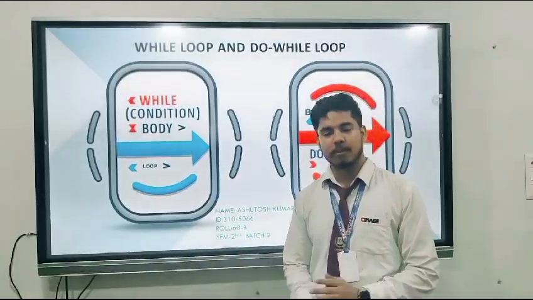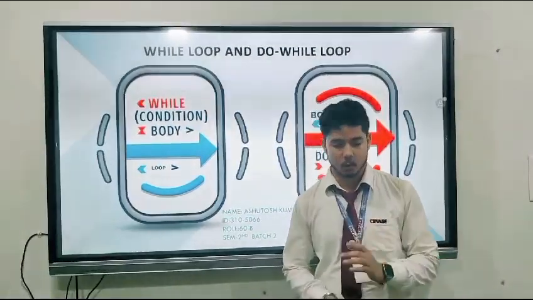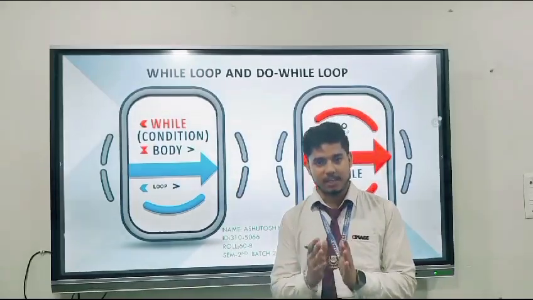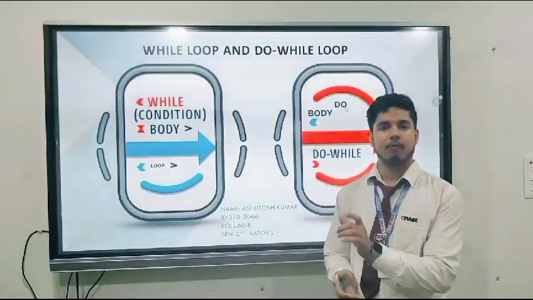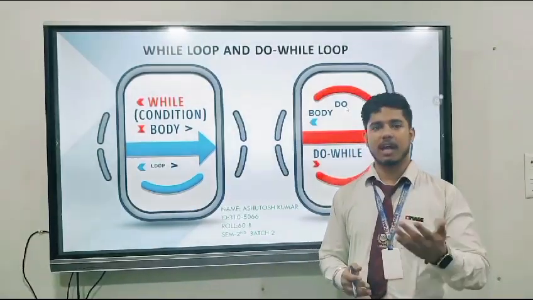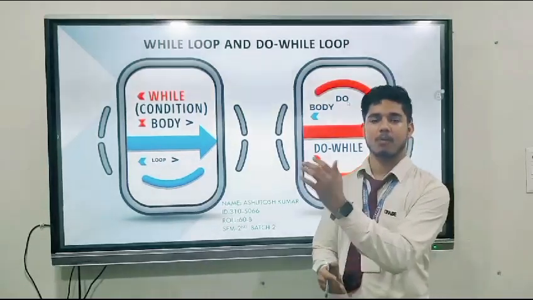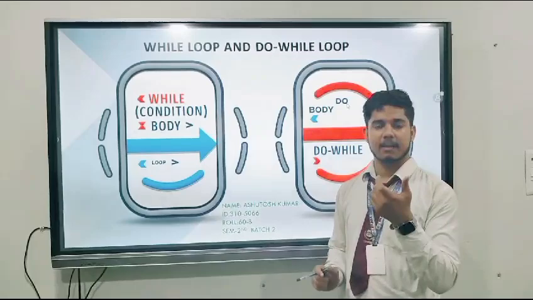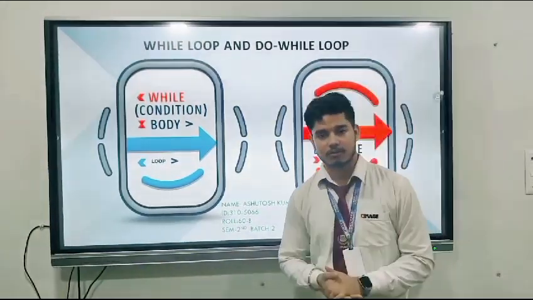So before discussing the while loop and do while loop, let us know about loops. A loop statement is basically used to execute a sequence of statements many times. Just like if we have to print hello friends 10 times, then we don't have to write the same code, that is printf hello world, 10 times. We use a loop, write printf hello friends just one time, and execute it 10 times. So this is the use of a loop.